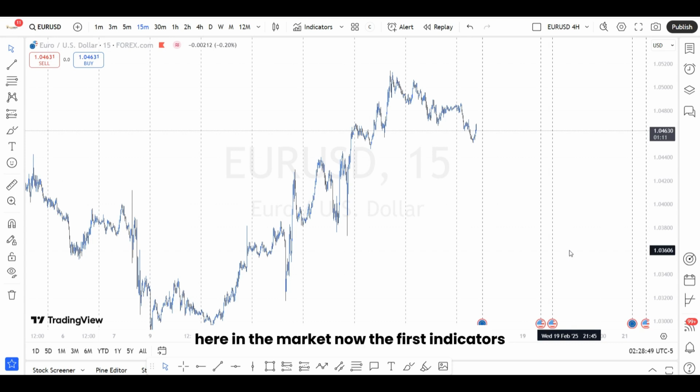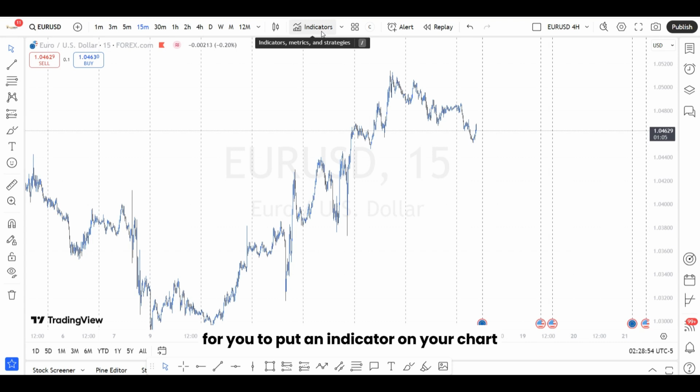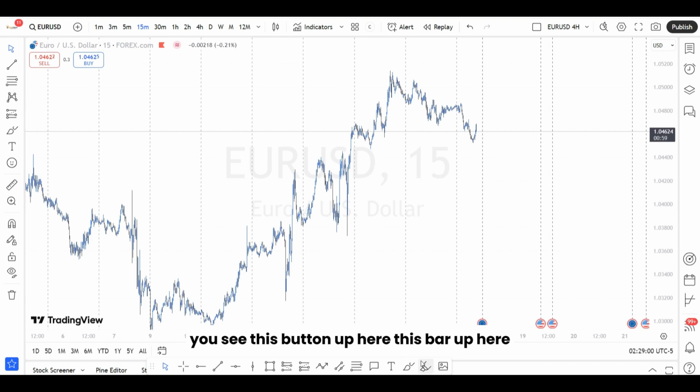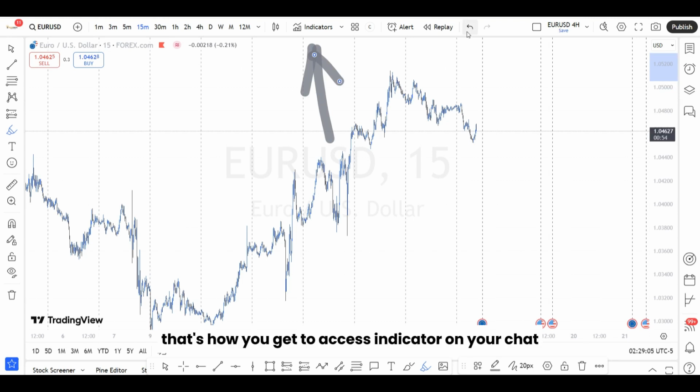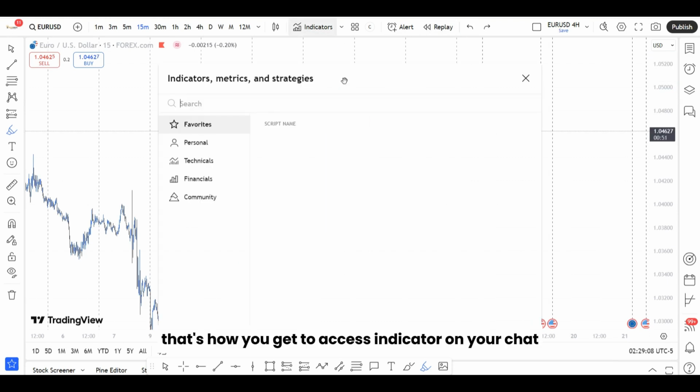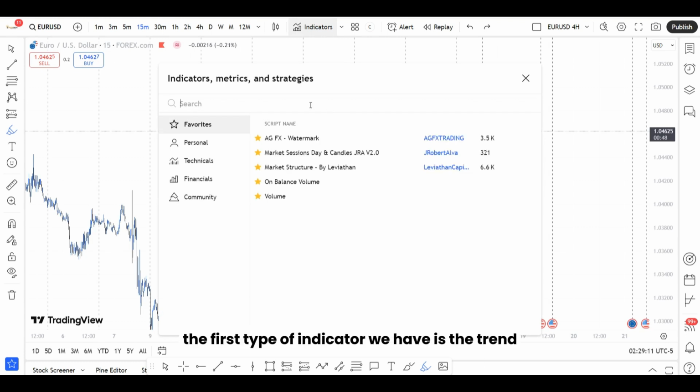Now, the first type of indicator we have. For you to put an indicator on your chart, you see this bar up here. That's how you get to access indicators on your chart. The first type of indicator we have is the trend indicator. The trend indicator is used to tell you the trend of the market, either the market is trending upward or the market is trending downward. And for the trend indicator, we have different types.